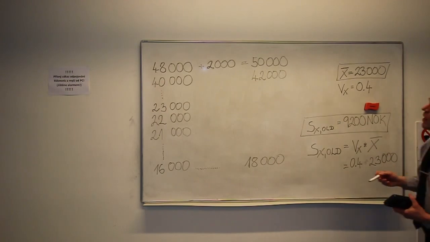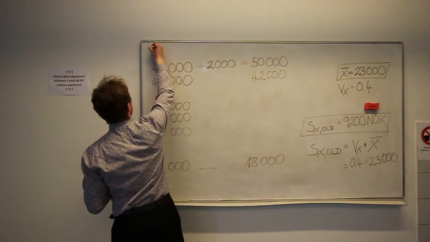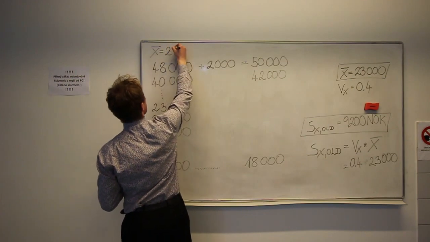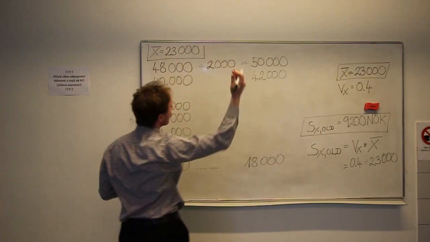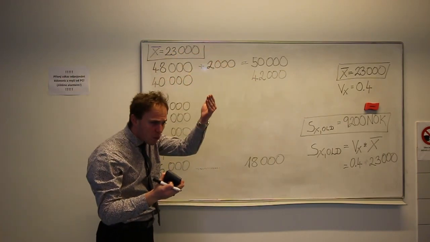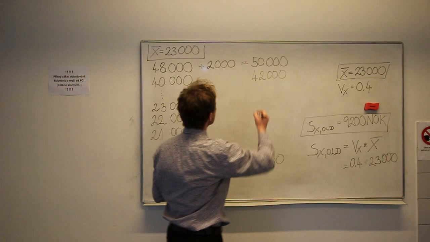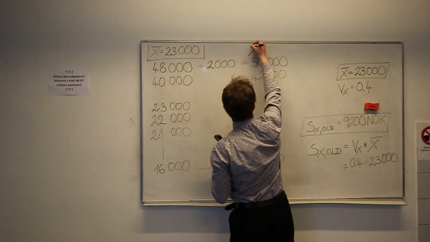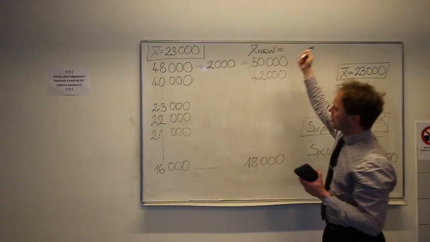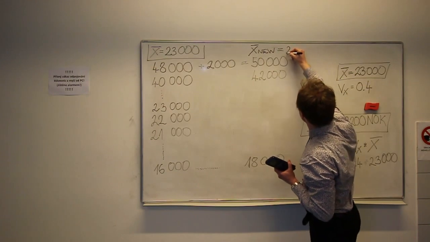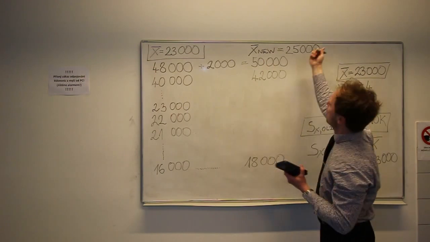Okay, so what happened with the arithmetical mean? Here we have calculated x with stripe equal to 23,000, and we took a constant of 2,000 Norwegian crowns, and we increased all values in the sample. So the new mean, x with stripe new, will be higher by this constant. So the new mean is 25,000, yes.